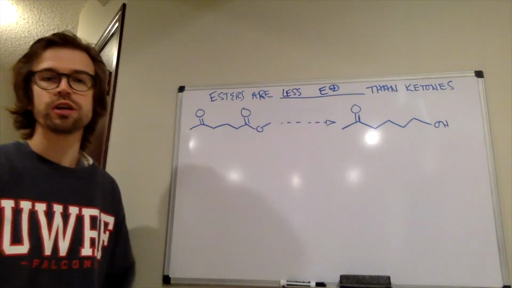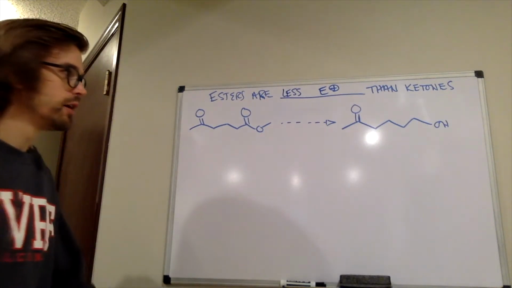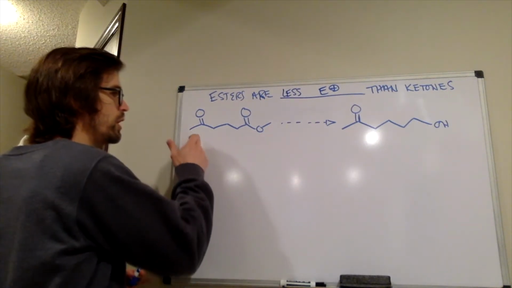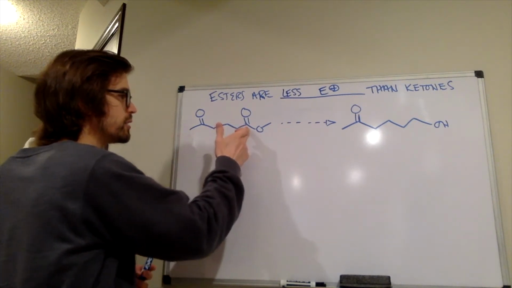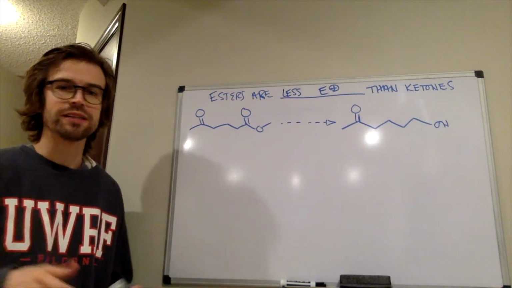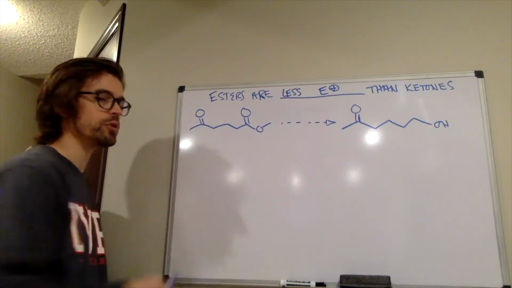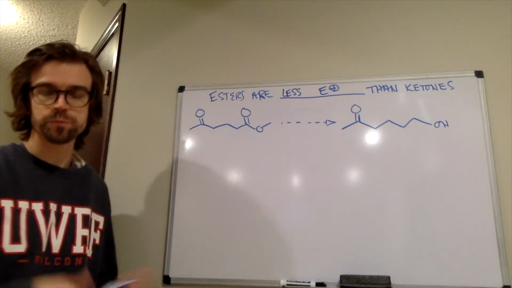So if we treated this with something like sodium borohydride or lithium aluminum hydride, either of them, we are not going to be able to reduce this without also reducing that. So we need some way to selectively reduce just the ester without reducing the ketone.